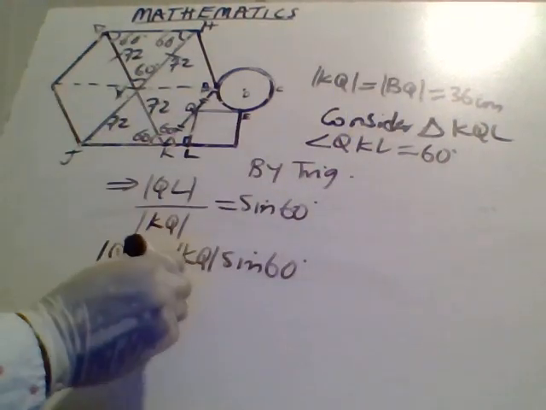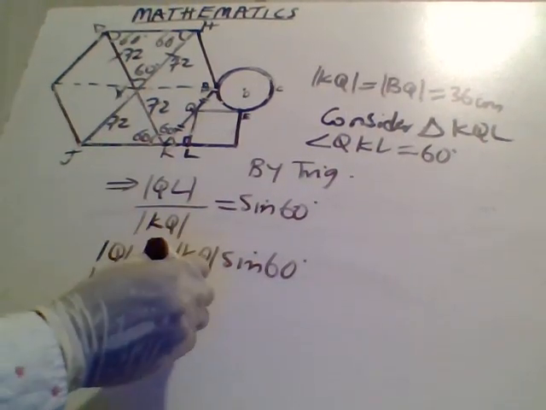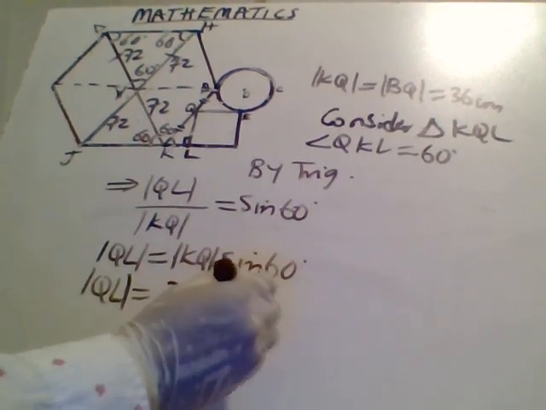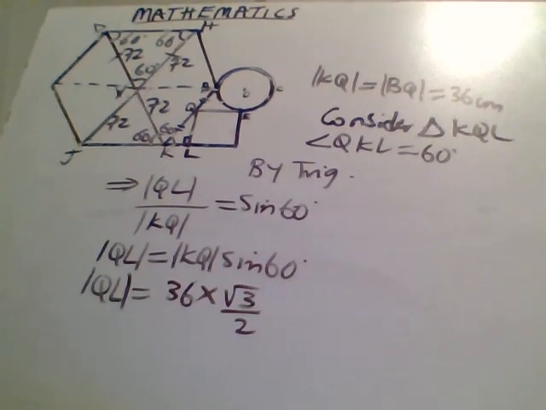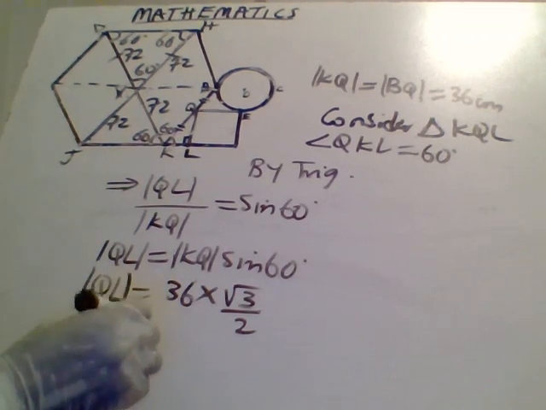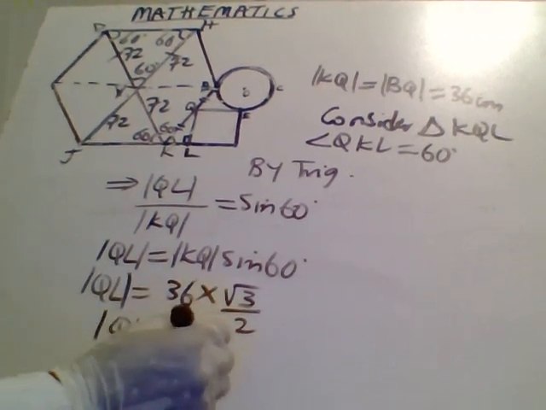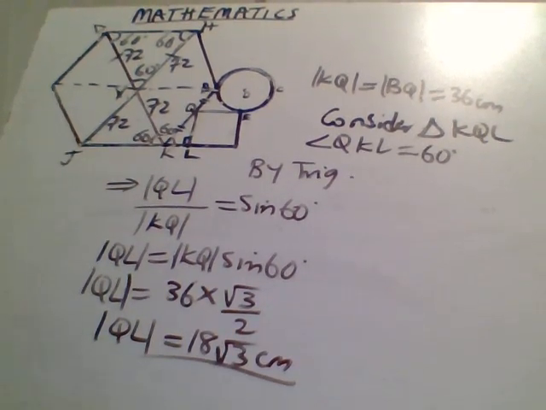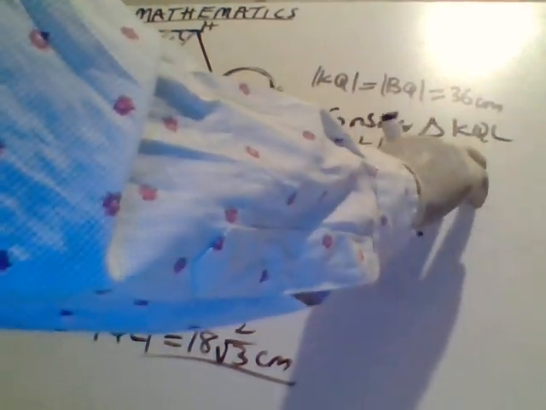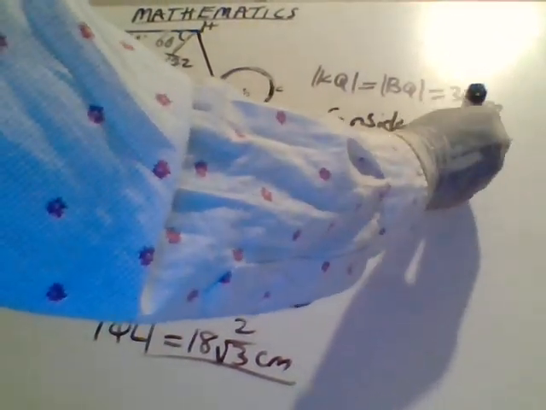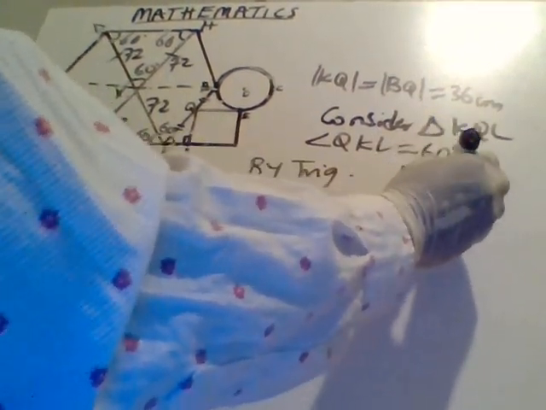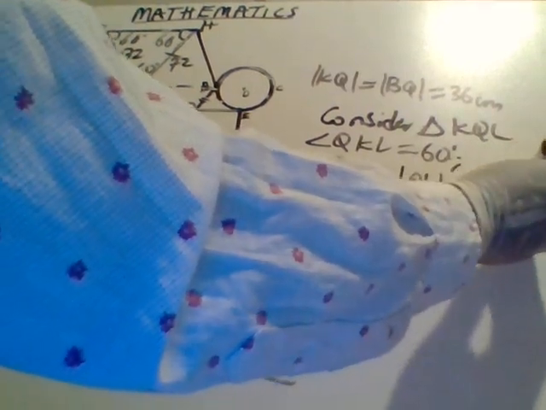KQ is given as 36, and we know that sin 60 is equal to what? Opposite, which is root 3, divided by the hypotenuse. So if you do that, you have QL to be equal to 18 root 3 cm. So in that case, you have gotten that. Okay, let me write it here. QL is equal to 18 root 3 cm.